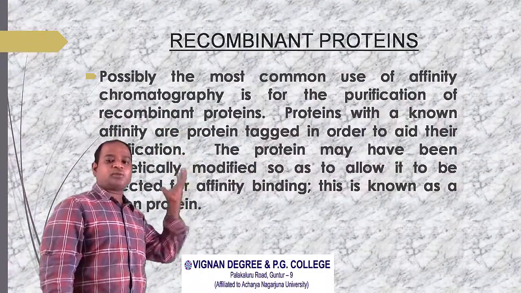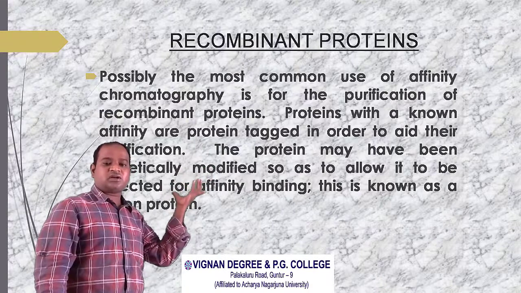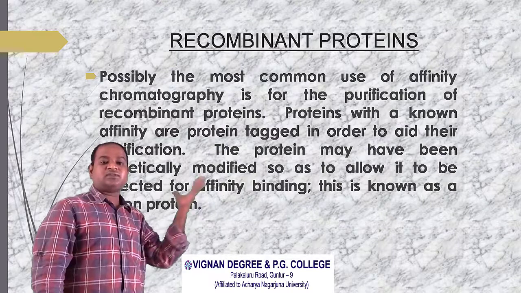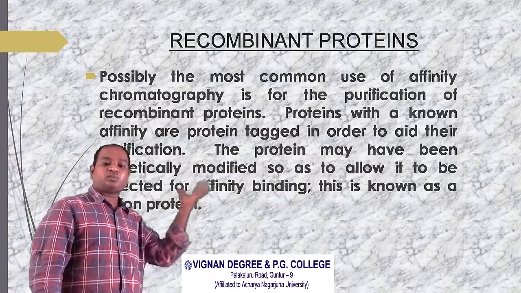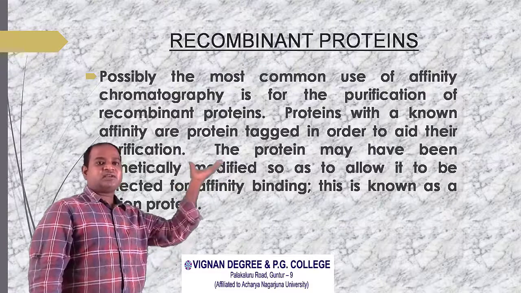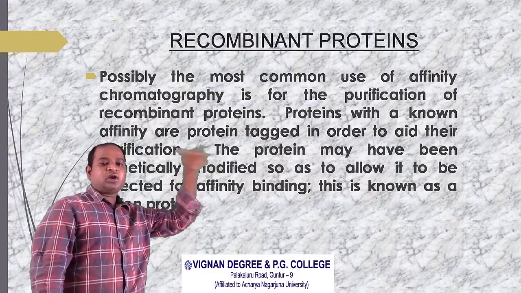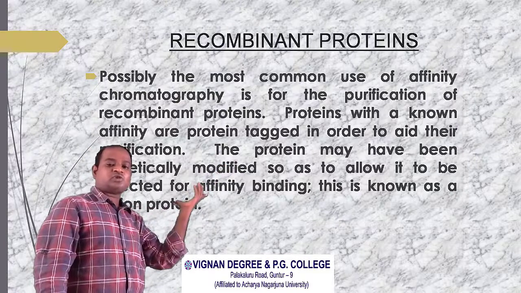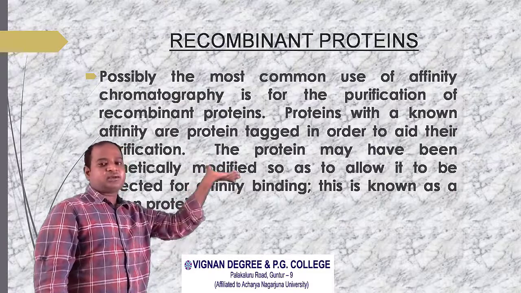Possibly the most common use of affinity chromatography is for the purification of recombinant proteins. Proteins with a known affinity are given a protein tag in order to aid their purification, like in immunoaffinity or the separation of histidine-related molecules. Recombinant proteins have a unique feature in this.